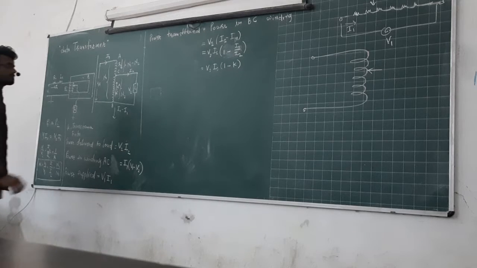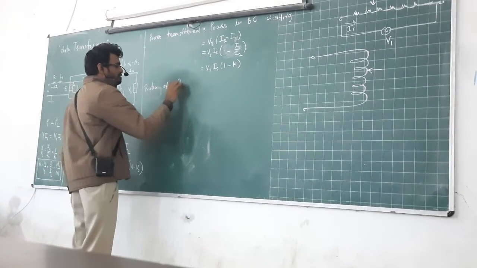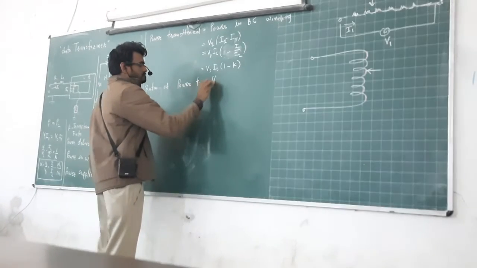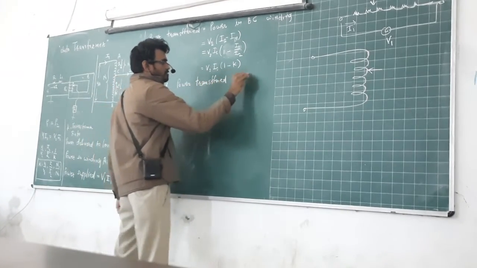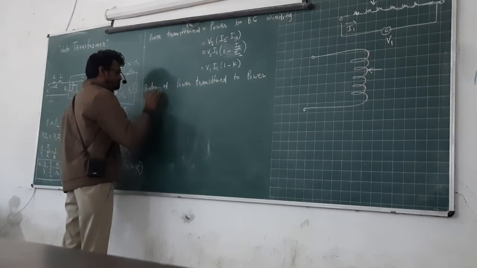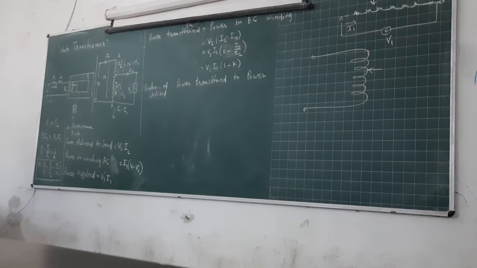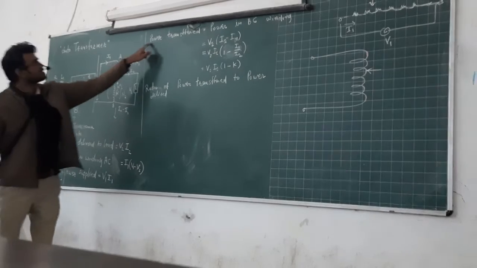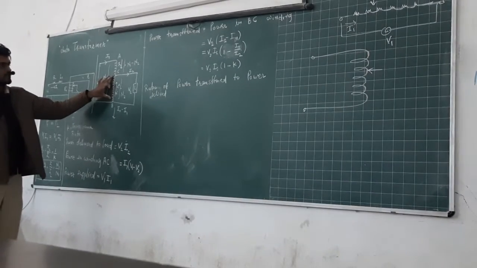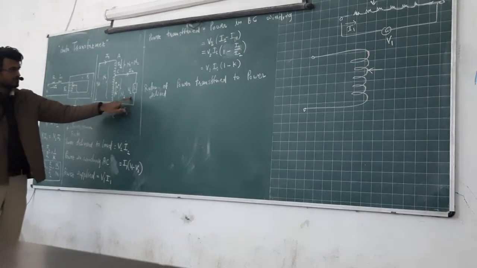Power delivered. So ratio of power transferred to power delivered. What is the power transferred? This one, power transfer. Which winding is that? This winding. What is the power delivered across the load?